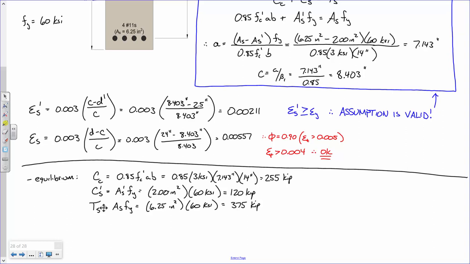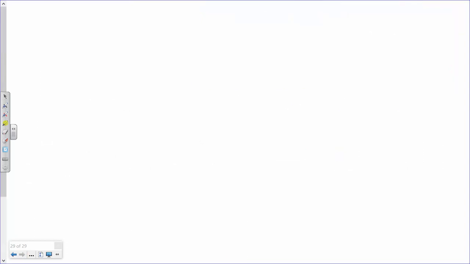Now, we've got these forces, but we haven't yet generated a moment arm, okay? So, tell you what, does everybody have all this? Okay, let me move on to the next panel. Okay, so moment capacity. And we'll call this phi Mn, okay?